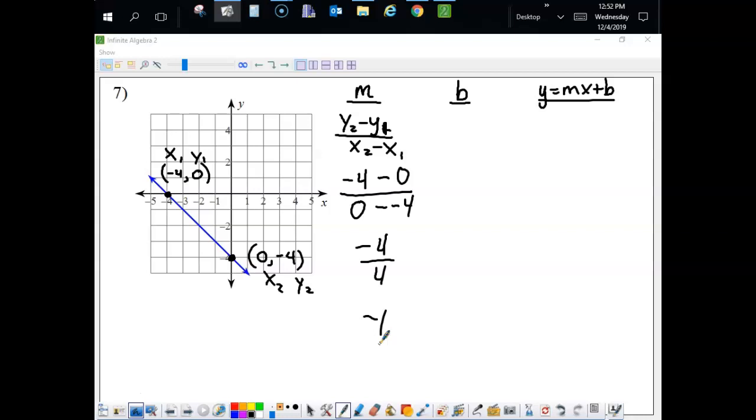Okay. What does the B represent, you guys? The y-intercept. Now, here's the thing. There's two ways you can find your y-intercept. One's the hard way, one's the easy way. Let's do the easy way on this one. When you have a graph, it's really easy. Just look. What's the y-intercept? Negative 4. All right, so that's nice. Now the next one I do won't be that easy, okay? But this one is, so let's use it.